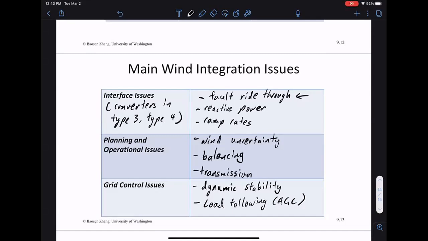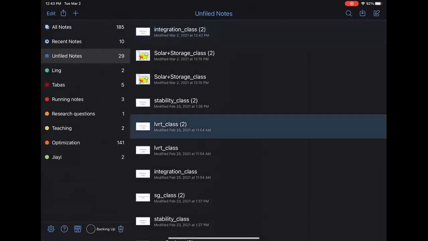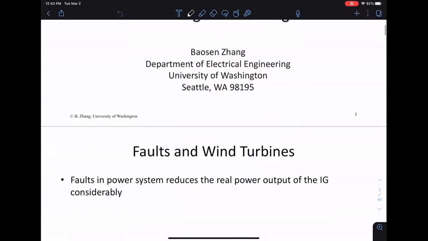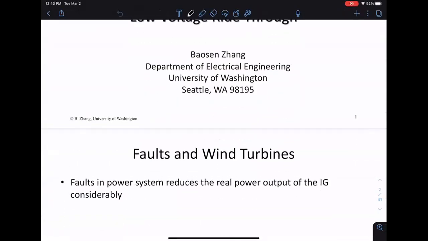All right, so if not, let's look at low voltage ride-through. The low voltage ride-through terminology comes from the fact that the fault that typically happens is one that shorts the grid side. So the fault, from a turbine's perspective, looks like you were shorting the grid.